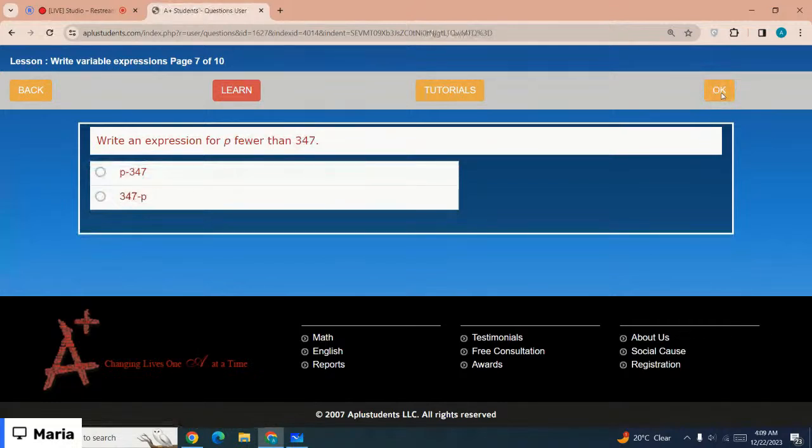Write an expression for p fewer than 347. So which is the correct option? P fewer than 347. Which is the correct option? Yes, that means you need to subtract p. So that would be 347 minus p. Option number 2 is the correct option. Got it? Very good.